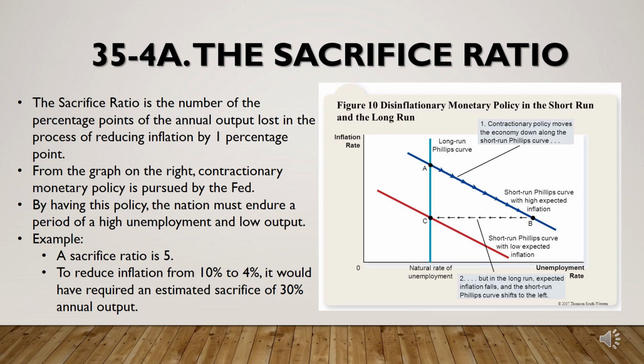To reduce inflation from 10% to 4%, which means a difference of 6%, it would have required an estimated sacrifice of 6% times the sacrifice ratio of 5, which results in 30% of annual output. It means we have to sacrifice 30% of our annual output to reduce inflation by 6%.